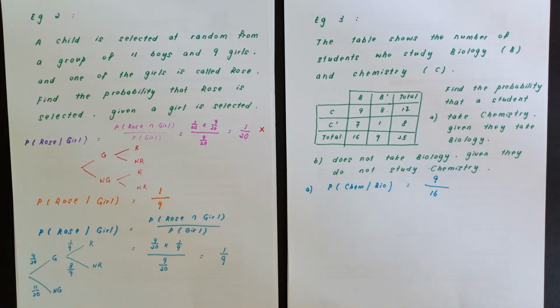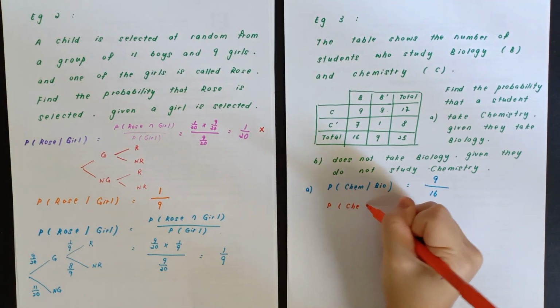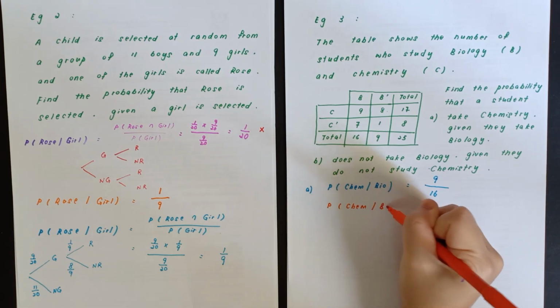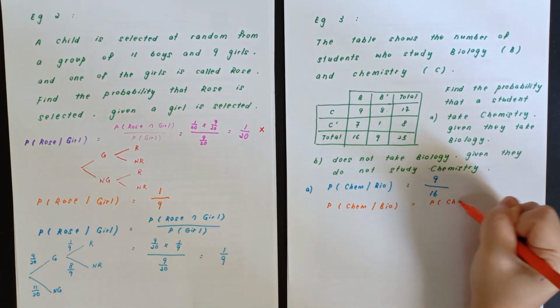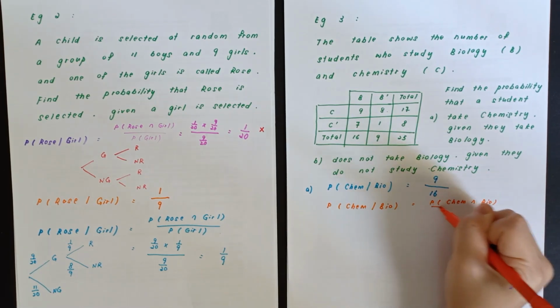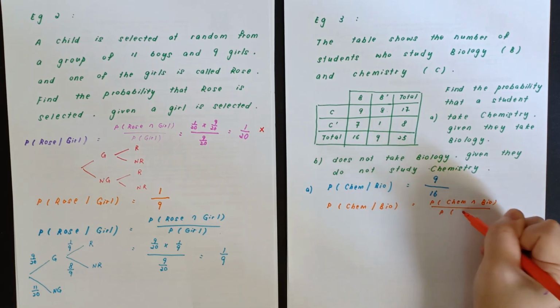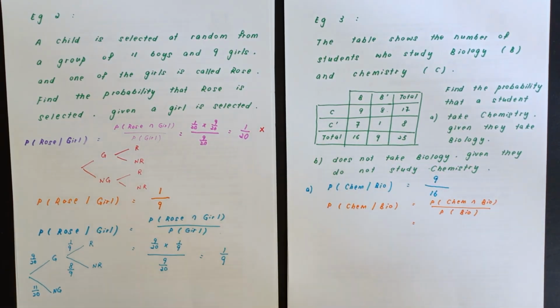Okay, if you want to use the formula, how can you do that? Yes, you can. The probability of chemistry given biology equals the probability of chemistry intersect biology divided by the probability of biology. So it is the same thing.